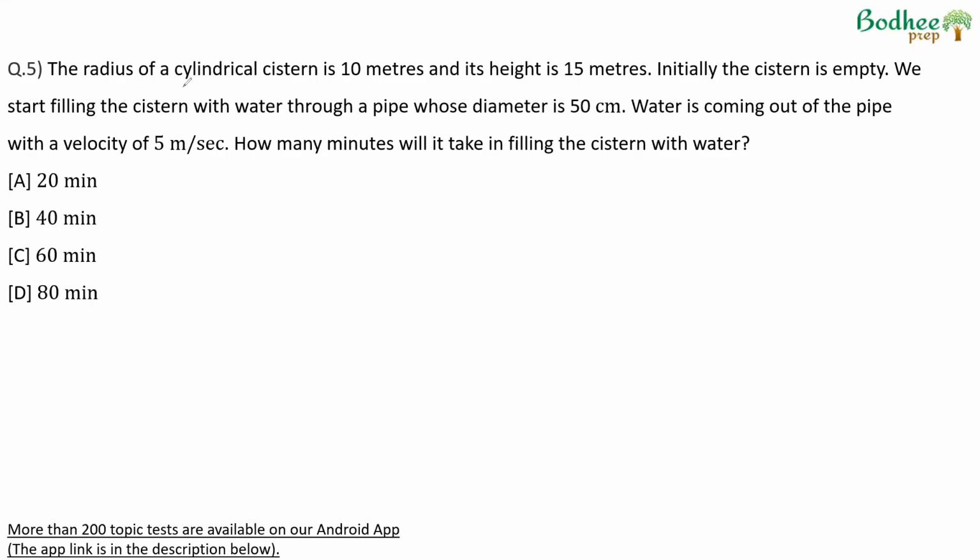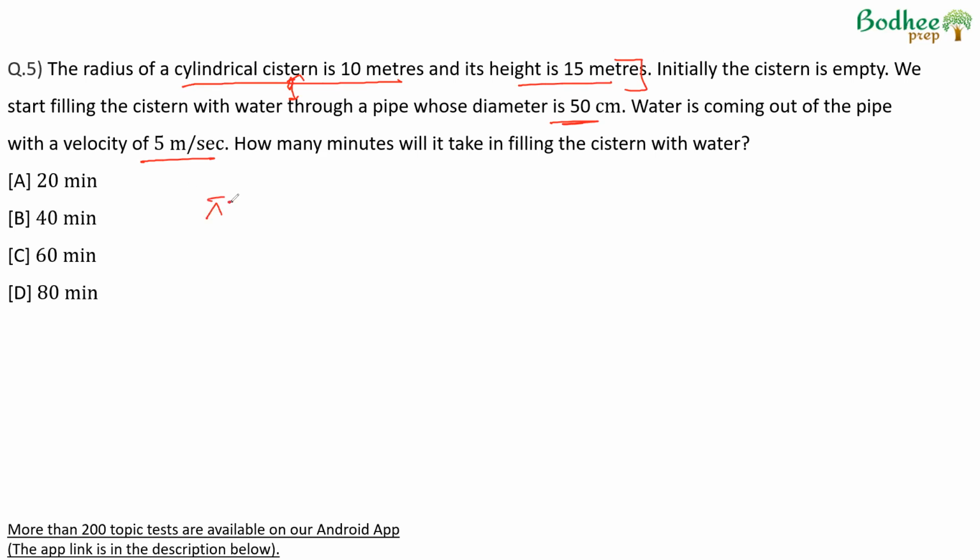Radius of a cylindrical cistern is 10 meters. Height is 15. Initially, the cistern is empty. We start filling the cistern with water through a pipe of diameter 50. Water is coming out of the pipe with a velocity of 5 meters per second. How many minutes will it take? Now, the volume of the cistern will be equal to volume of water that comes through the pipe.